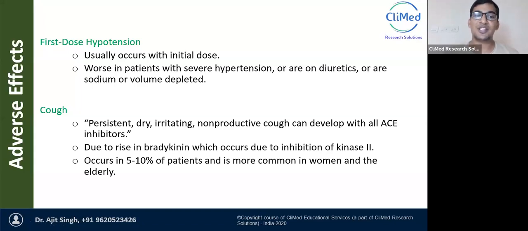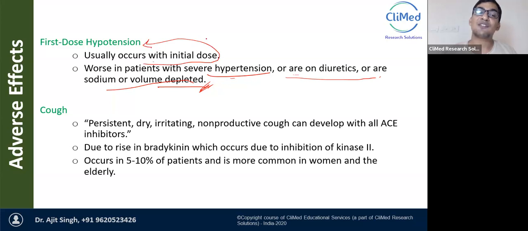So usually it occurs with the initial dose, and is worse in patients with severe hypertension like chronic hypertension, or who are on diuretics, or who are volume depleted, like patients who have vomited recently or had diarrhea recently, or who do not have a very high volume of fluid in the body. So in such patients we should always avoid a high dose of antihypertensives. We should start with a low dose, because these kinds of patients can face first dose hypotension.